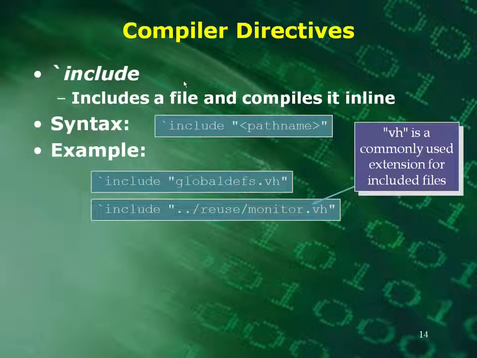`include. You can include a file, and it compiles it inline. Here's the syntax, `include, and then a path name. So you could have some local file that you're including. And this .vh, you can put anything you want here. Some people use that. You might have something like .inc or whatever extension you want is fine. It doesn't matter. Here's one where the path is a little more elaborate, where we've backed up a directory and gotten something from a different directory.